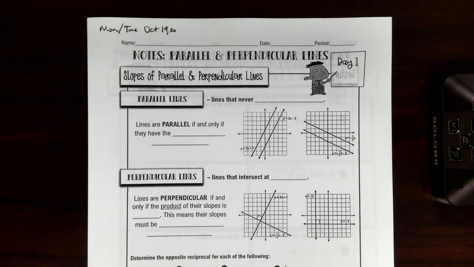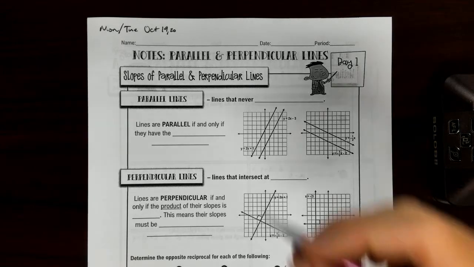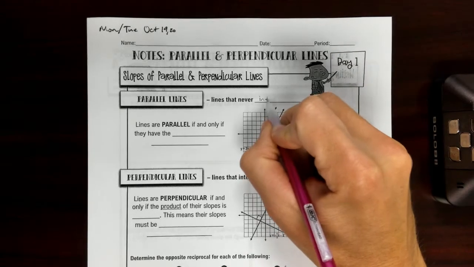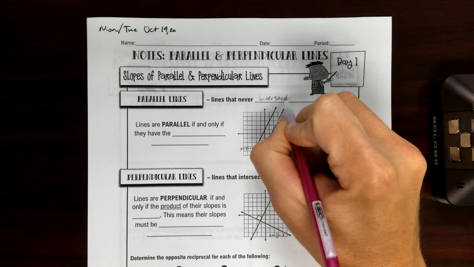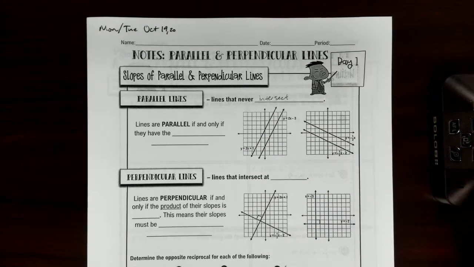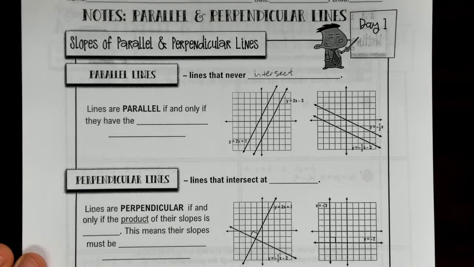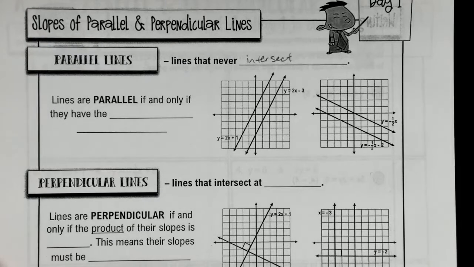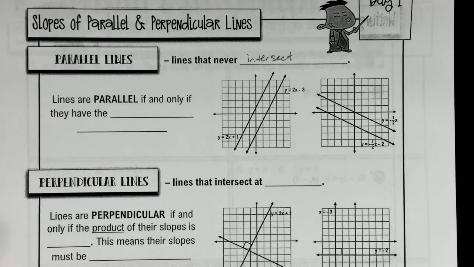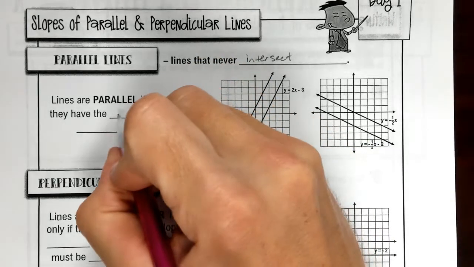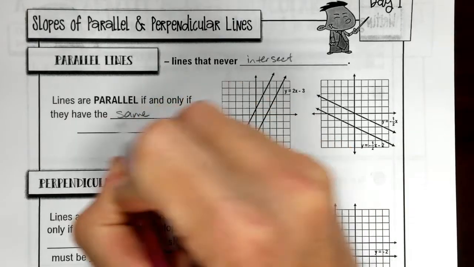Alright, so again, today we're going to talk about parallel and perpendicular lines. Parallel lines are lines that never intersect. A good example of that would be railroad tracks. Railroad tracks are never going to intersect, so railroad tracks would be parallel lines. Lines are parallel if and only if they have the same slope.